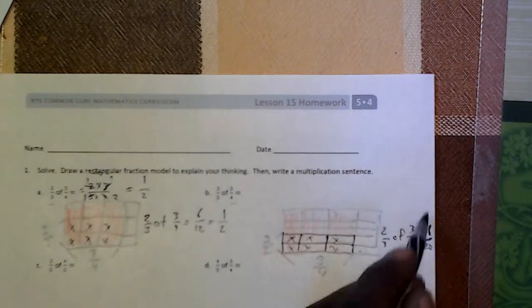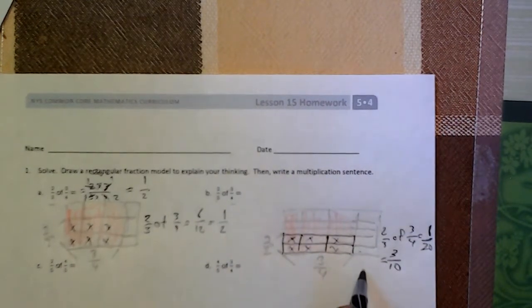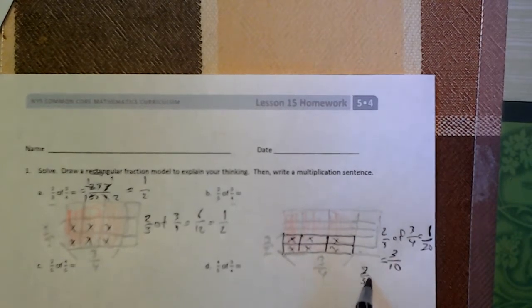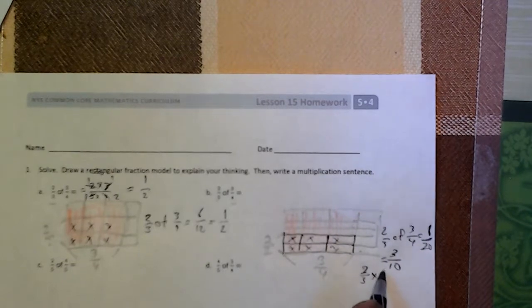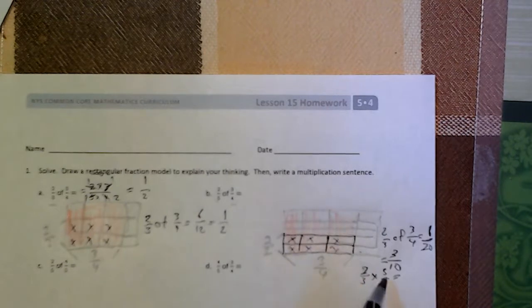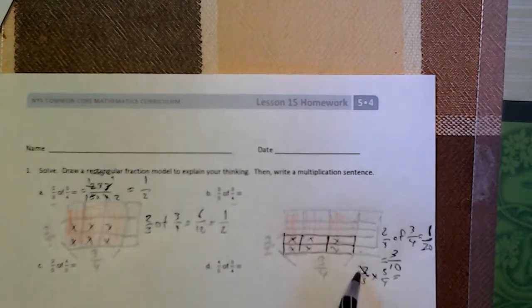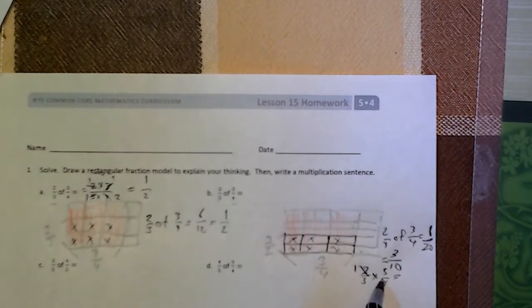6/20. And let's reduce. Divide both by 2 equals 3/10. Yes? So let's check with math. So we have 2/3 times, because "of" means times, 3/4 equals, can we reduce? Yes, we can. So we can do 2 divided by 2 is 1. 4 divided by 2 is 2. 1 divided by 1.